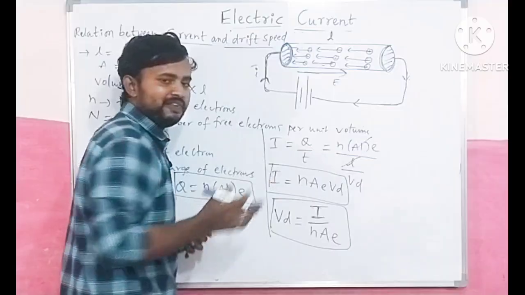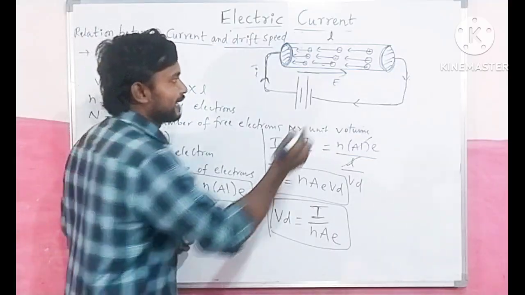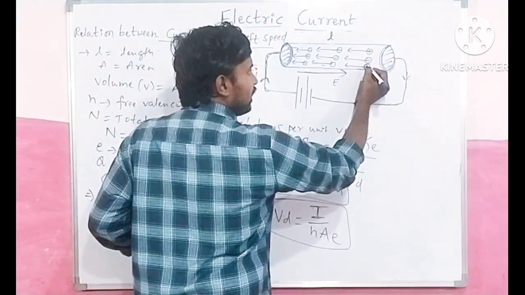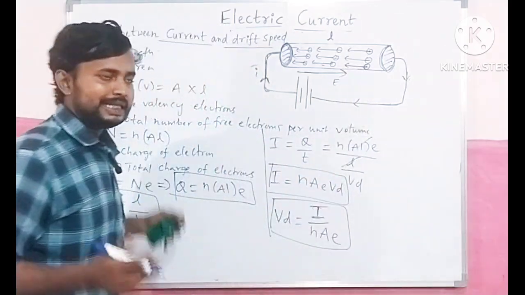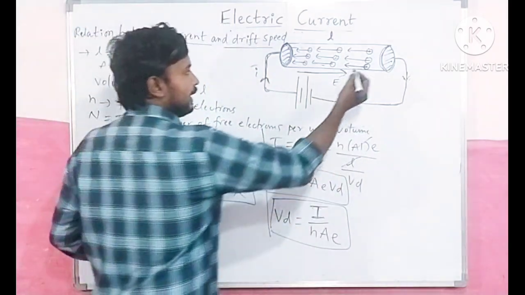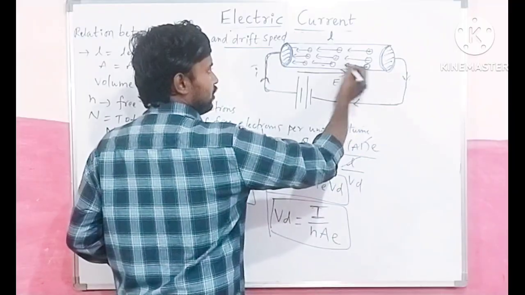When the electric field is set up in the circuit, the electrons move opposite to the direction of the current. Opposite to the direction of the current, the electrons are moving in this direction.